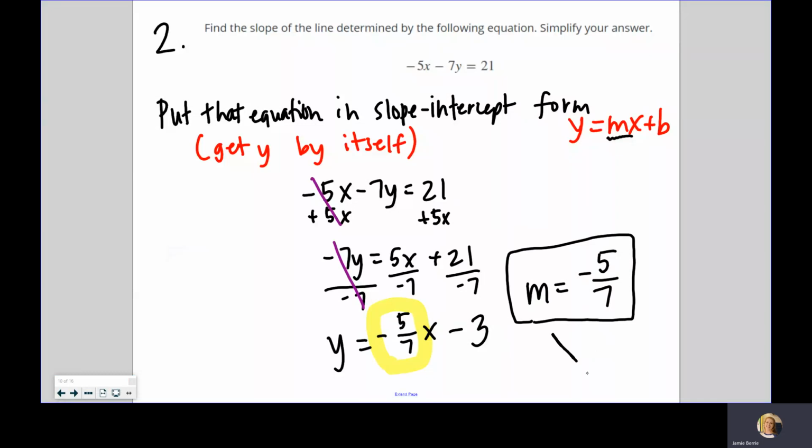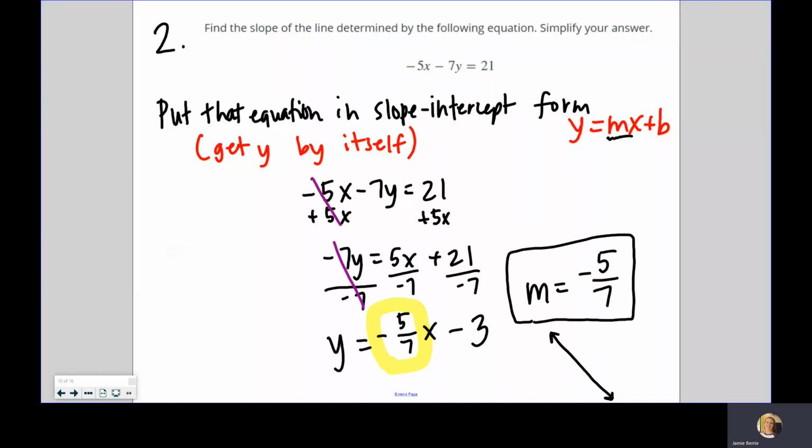Again, this is a negative slope, so we know that the line would fall from left to right. So the slope gives us an idea of what our line would look like. It also indicates the steepness of the line. The larger the slope is, the more steep it's going to be, closer to a vertical up and down line. And the closer to 0 the slope is, the flatter the line gets, closer and closer to a horizontal line.